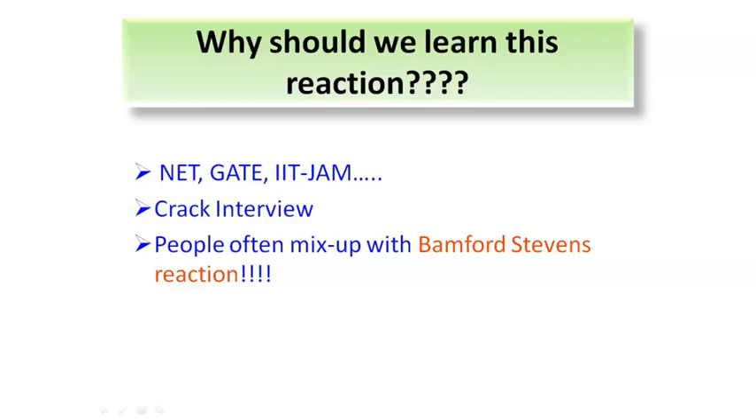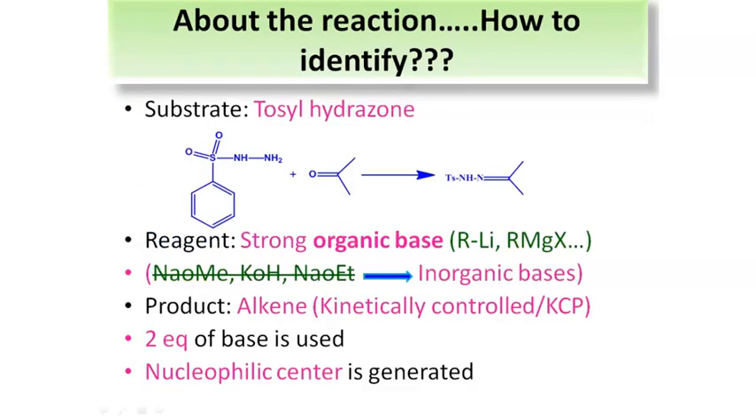So let me start with the key points of the Shapiro reaction. What is the substrate of the reaction? The substrate is tosyl hydrazone. So what is tosyl hydrazone? This is tosyl hydrazine, NH2NHSO2Ar. This group is the tosyl group and the molecule is the tosyl hydrazine molecule. When this molecule reacts with any keto group, it will form tosyl hydrazone, followed by elimination of a water molecule.